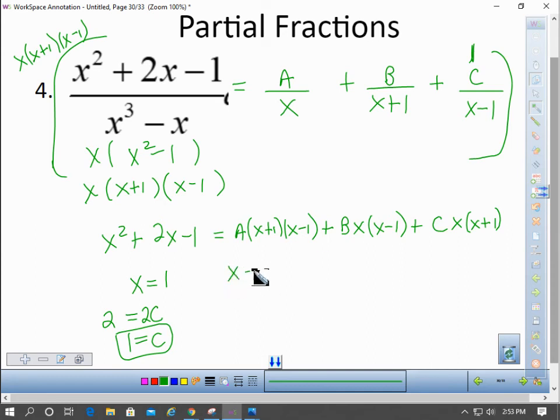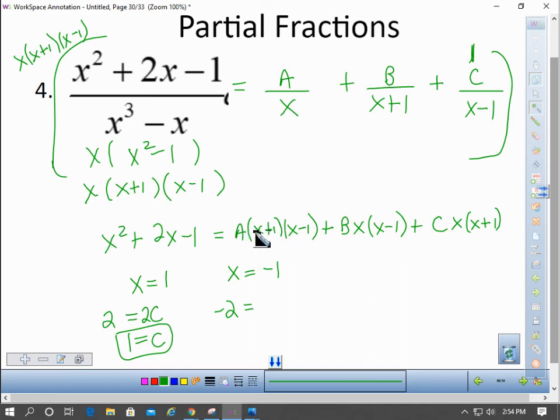Now let's conveniently choose x to be negative 1. We've got to eventually do it. So if x is negative 1, plug a negative 1 in over here. So negative 1 squared is going to be 1. And then negative 1 in here is a negative 2. So we have 1 minus 2 minus 1. So that's going to give us negative 2.